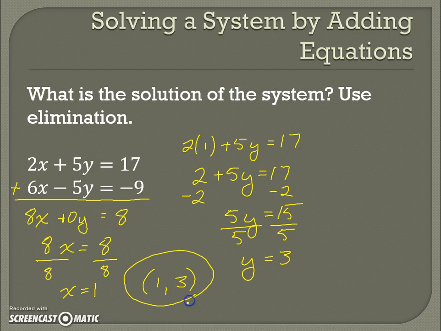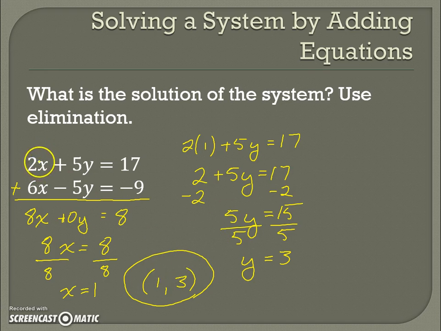There's my answer. And again, you should plug these in, even if it's just doing mental math, to check and make sure that this works. So I have 1 times 2, and then 5 times 3. So that's 2 plus 15 equals 17. That works. Here I have 6 times 1 is 6, minus 5 times 3 is 15. So 6 minus 15 is negative 9. That one works, so we know that it works for both of them. It has to be true.